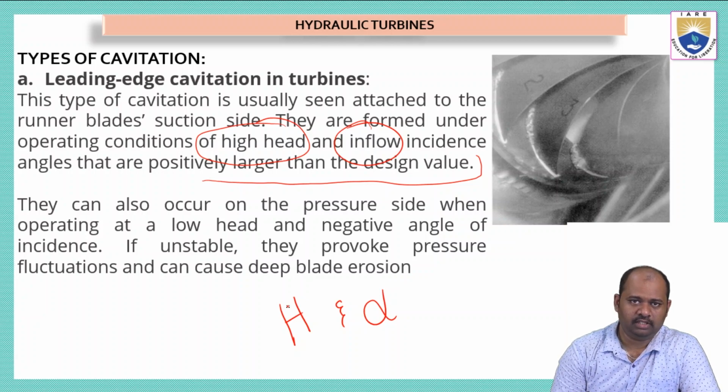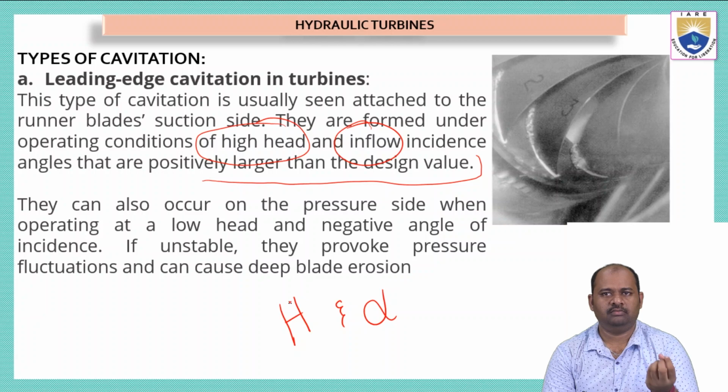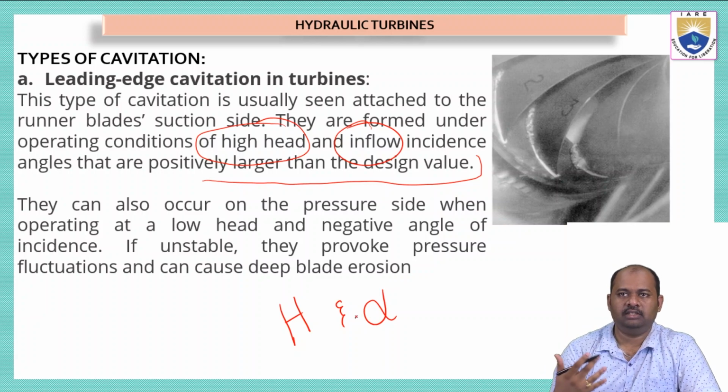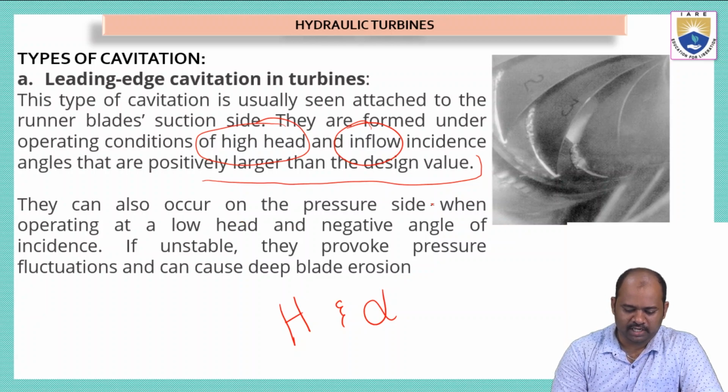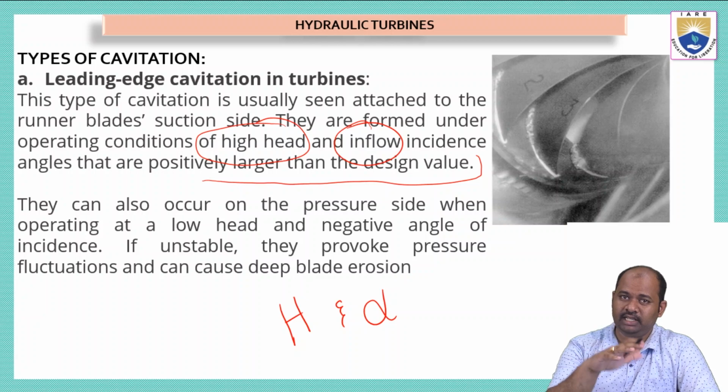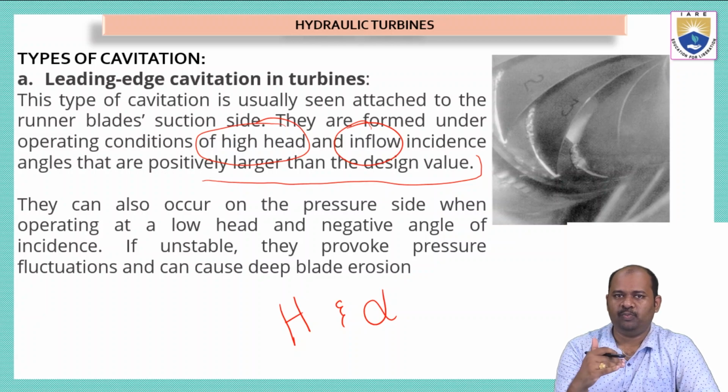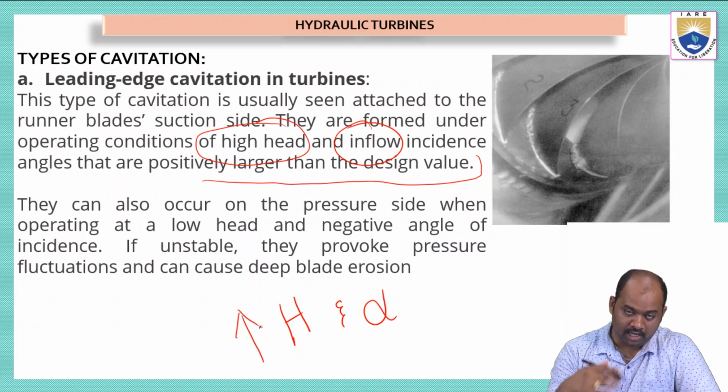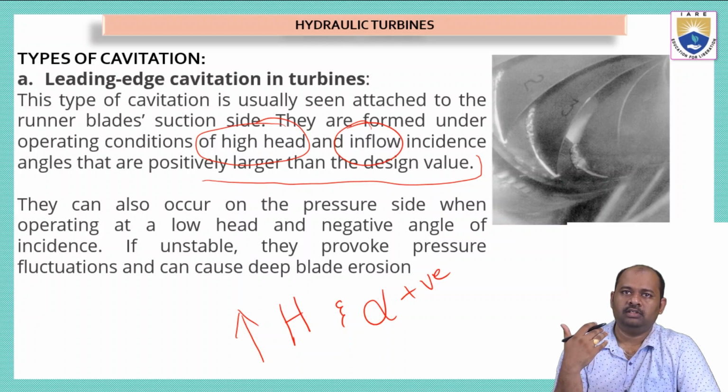H stands for head, that is when the head is very high, more than the design value, and alpha, that is the incidence angle. When the incidence angle is more than the design value, we can see the formation of this leading edge type cavitation. And they can also occur on the pressure side when operating at a low head and negative angle of incidence. These can be seen on the other side of the runner where the machine is being operated at low head or negative angle. When these two are high, like a high head and a positive angle, we can see the leading edge cavitation on the suction side.